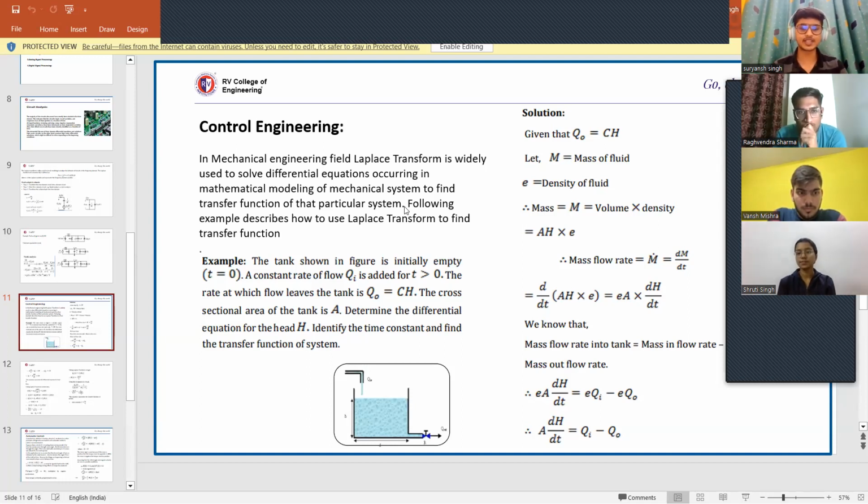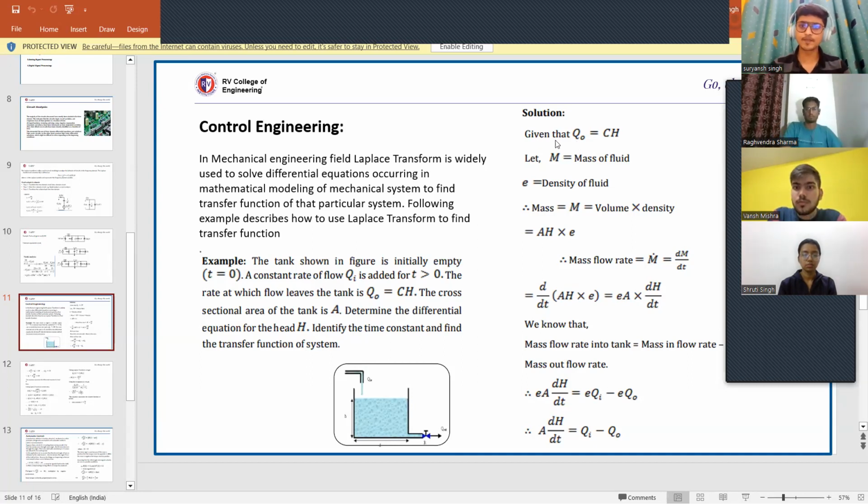For example, if we take a tank shown in the figure that is initially empty at t equal to 0, a constant rate of flow Qi is added for t greater than 0. The rate at which flow leaves the tank is Q naught equal to Ch. The cross-sectional area of the tank is A. Determine the differential equation for the head H, identify the time constant, and find the transfer function of the system.